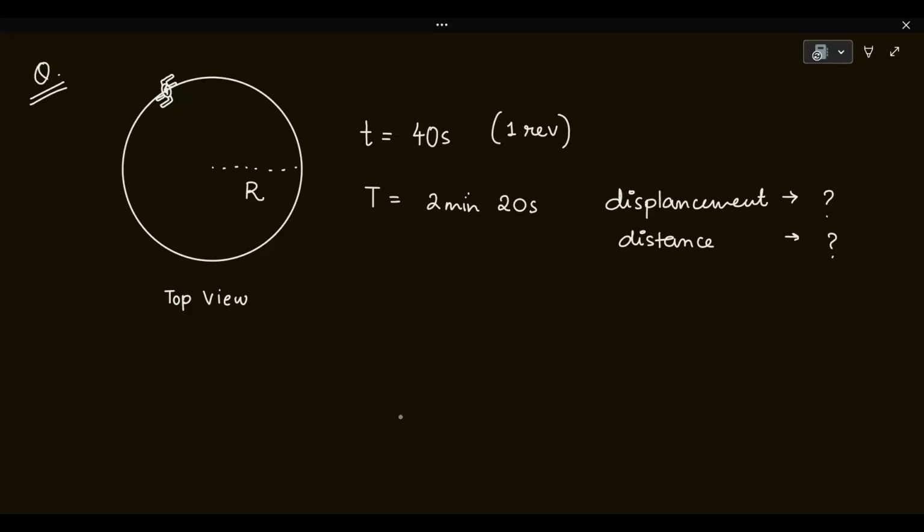I hope everybody understood the question. Let me repeat the question one more time. A runner is running in a circular track of radius r. To complete one circle, he needs 40 seconds. At the end of 2 minutes and 20 seconds, how much is the displacement and how much is the distance?